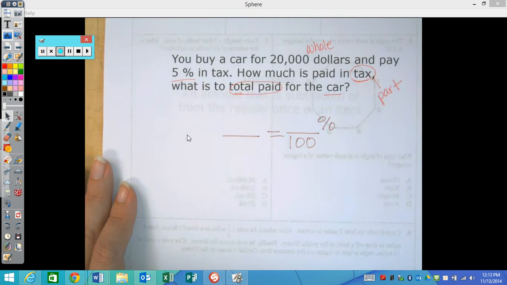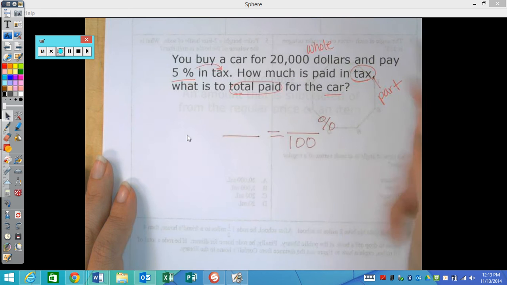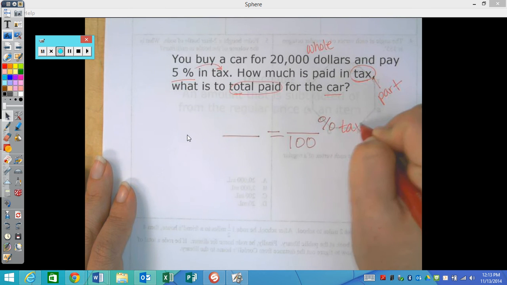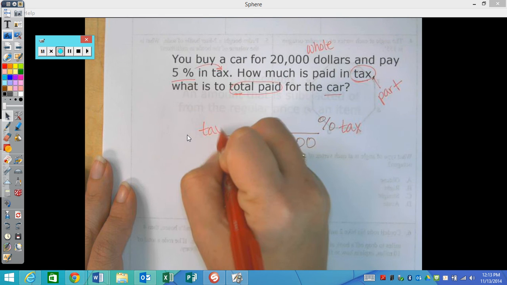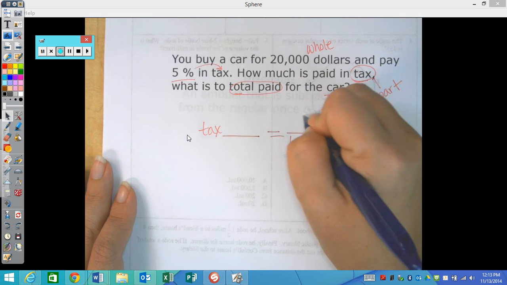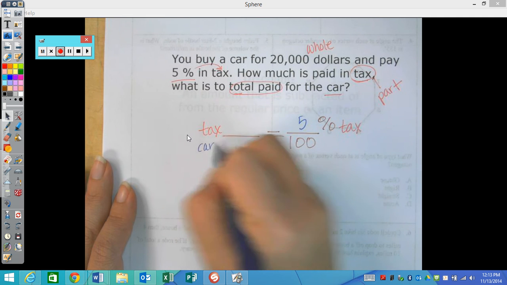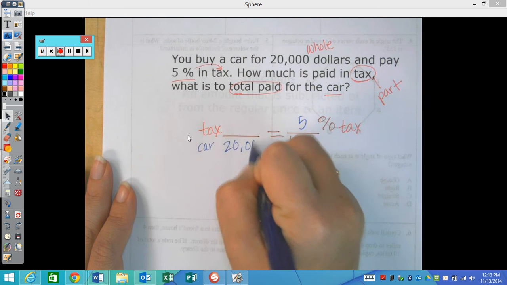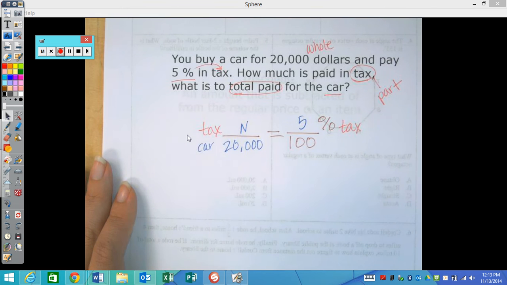Now, we want to make sure we put all of our labels. The percent is tax, because that's important. And if our label on the right is tax, our label on the left is also tax. Well, we know that our percent is 5%, and our whole, which was the cost of the car, is $20,000. So we're looking for the actual dollar amount of our tax.